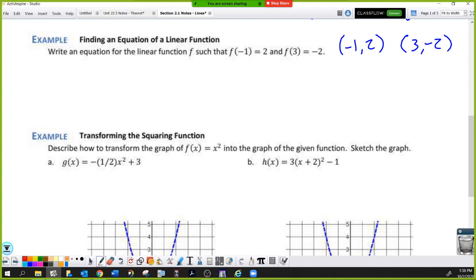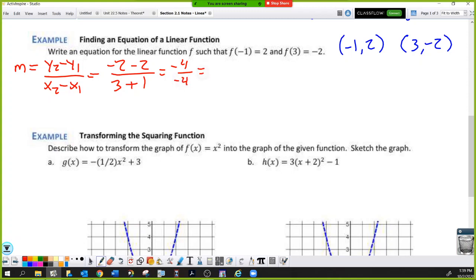We're going to need our slope. Good old slope formula, m equals y2 minus y1 over x2 minus x1. It doesn't matter which one you call x1, y1 or x2, y2. It doesn't matter. But I'll just do it in the order I wrote them. So -2 minus 2 over 3 minus, ready for this, -1. Turns that negative sign into a plus sign, right? Gives me -4 over +4, which is a slope of -1.